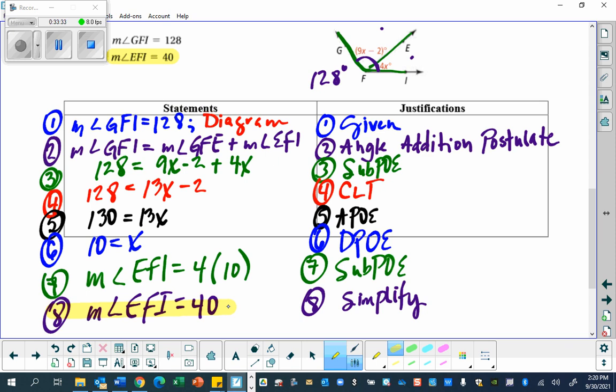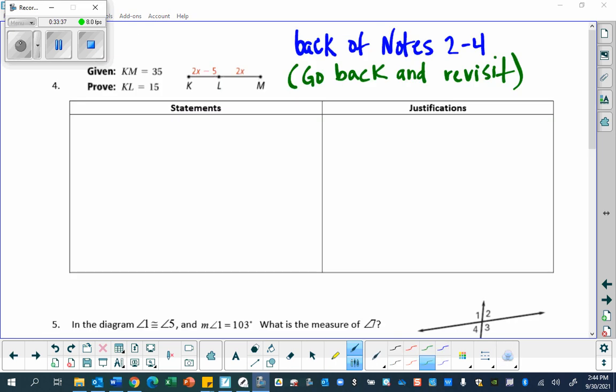Okay. All right. So go ahead and record this if you want. The last page of your notes, 2-4, I want you to go back and revisit it.